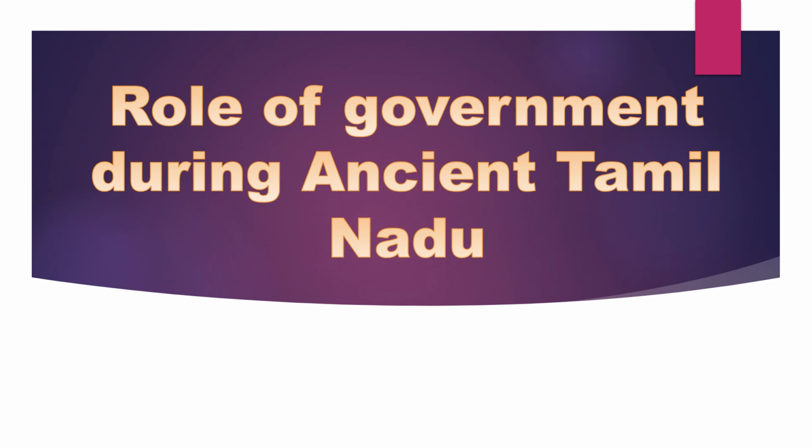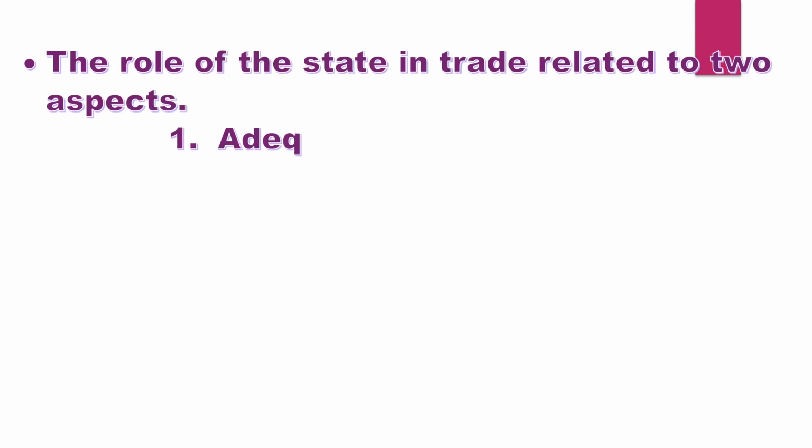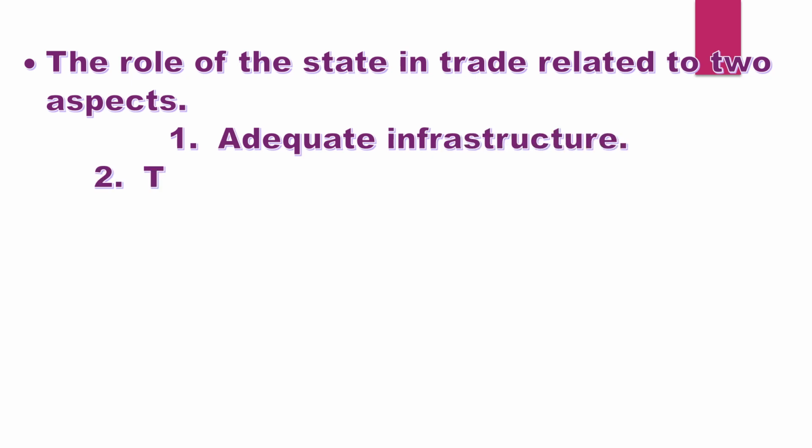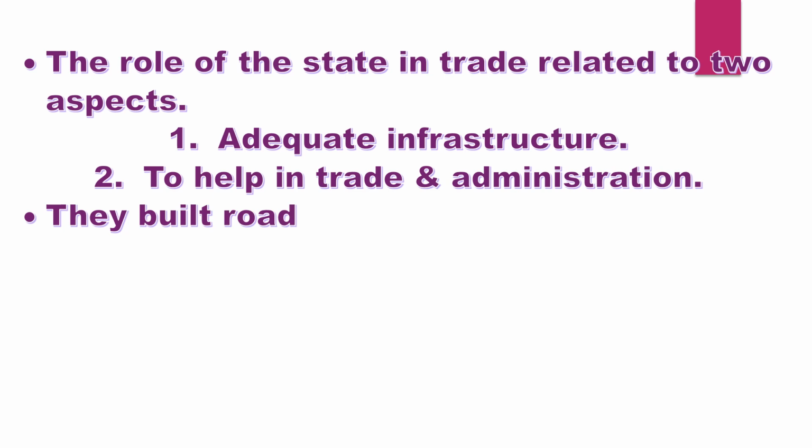Now let's look at the role of government during ancient Tamil Nadu. The state played a very important role in trade during the ancient Tamil Nadu. Let's look at them. The role of the state in trade related to two aspects. Number one, they looked after the infrastructure. Second, they helped in trade and administration.